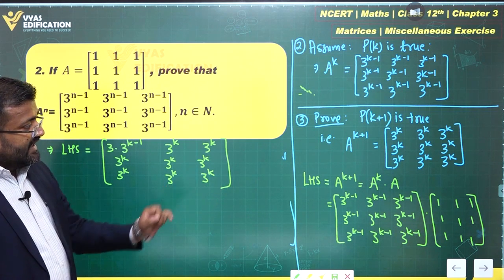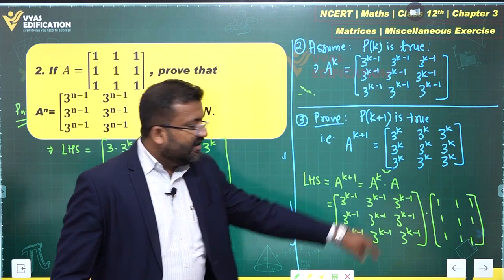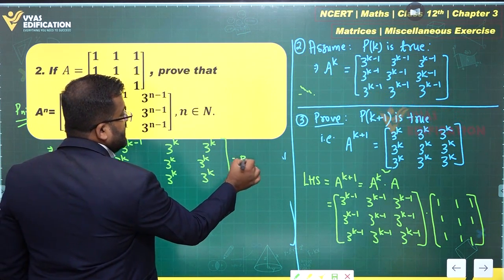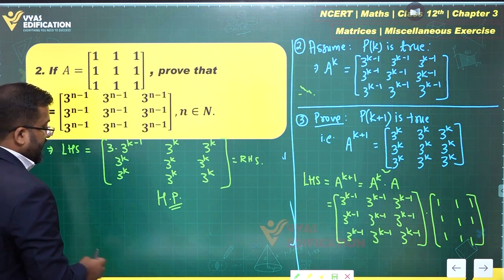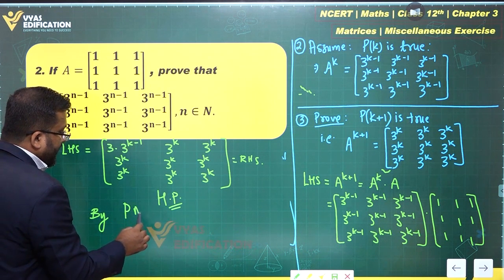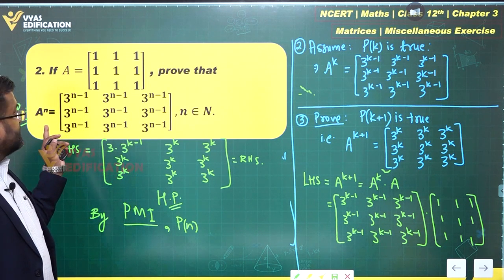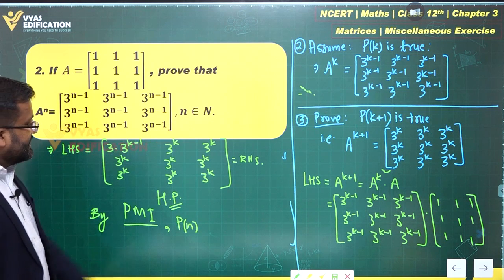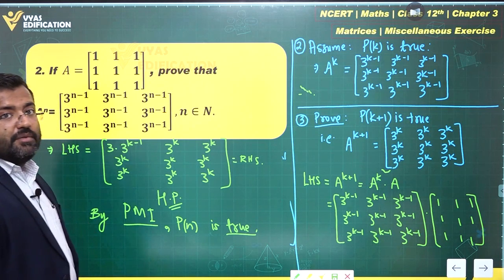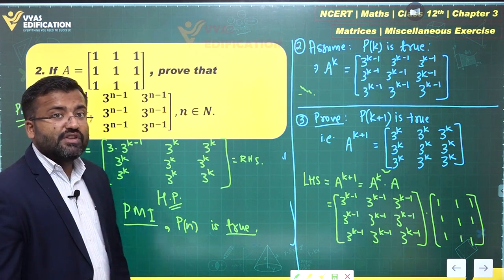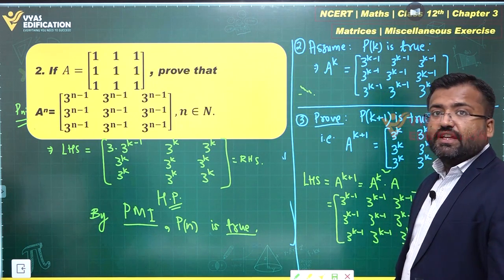And we started with the LHS. What have we obtained over here? This LHS is equal to this, which is actually the RHS of this sign, right? Which is equal to the right hand side of this, and this is what we wanted to prove. Okay, so by PMI, by principle of mathematical induction, we can say that Pn, that is this statement that A power n equals this, is true, since we have followed those 3 steps of principle of mathematical induction over here. That's all in this question.